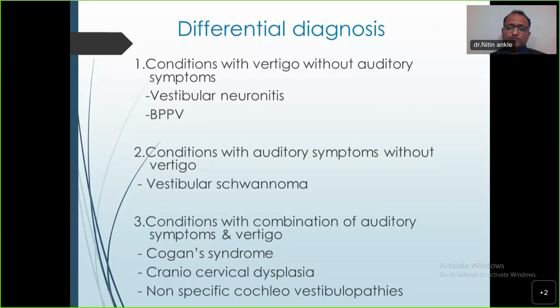We try to classify and make different groups so that it will be easier for you to come to a conclusion when you are taking a broad case of vertigo. Unless you filter or focus on a few things, it is difficult to reach a diagnosis. The condition wherein there are auditory symptoms without vertigo is vestibular schwannoma. Of course, I'll come to that later on. Then there is the combination of auditory symptoms and vertigo. Here both auditory symptoms, that is hearing loss and tinnitus, are there along with vertigo. This occurs typically in Cogan syndrome, then craniocervical dysplasia, and non-specific cochleovestibulopathies.